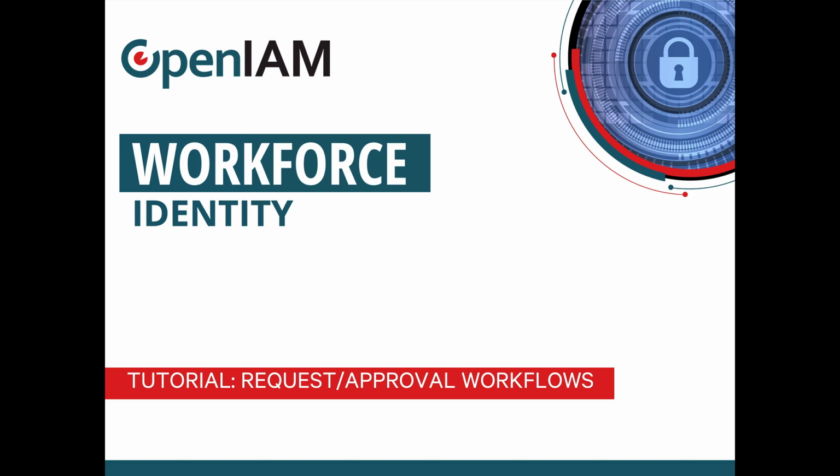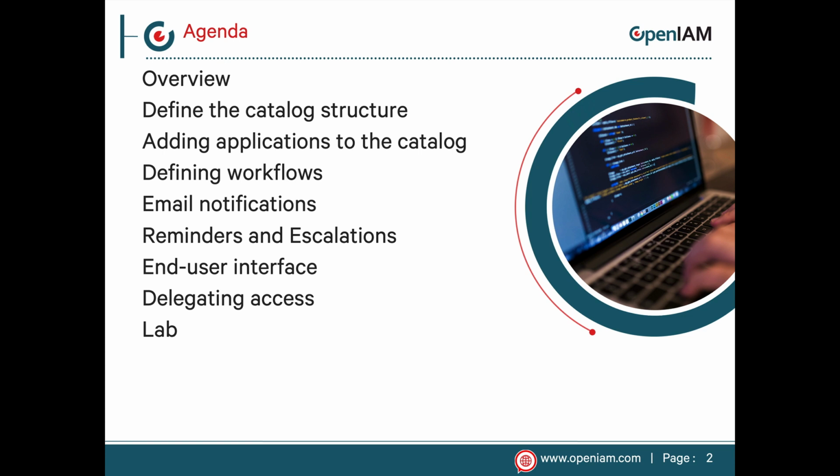In this session, we will be discussing access request workflows. We will go through the steps to define the catalog structure, how we can add and remove applications from the catalog, and then configure the approval workflows. We will also look at the end-user experience to approve or reject requests.